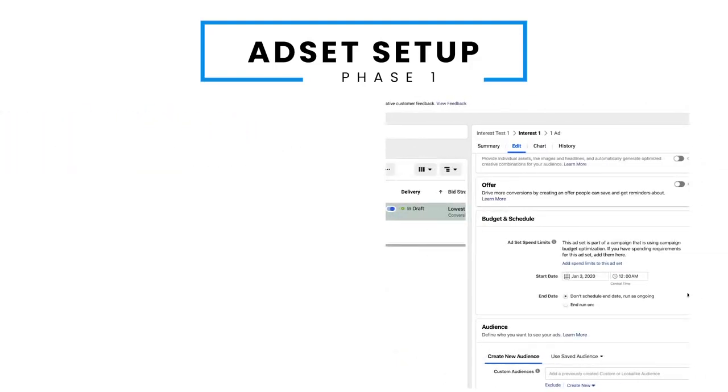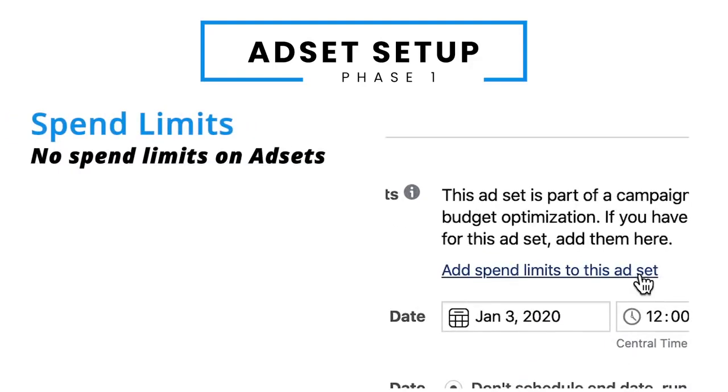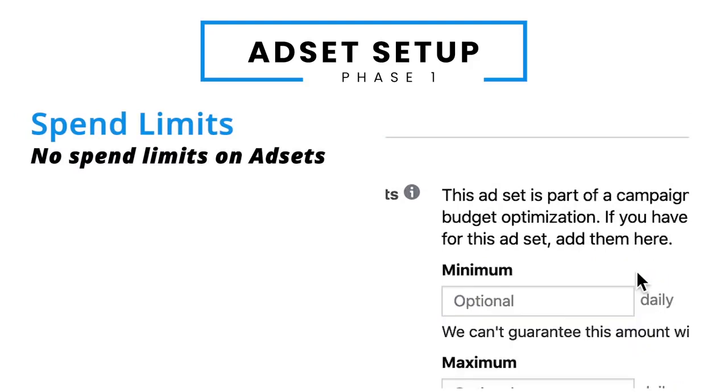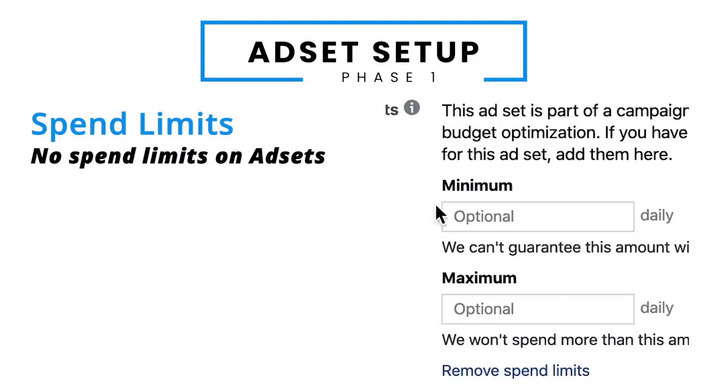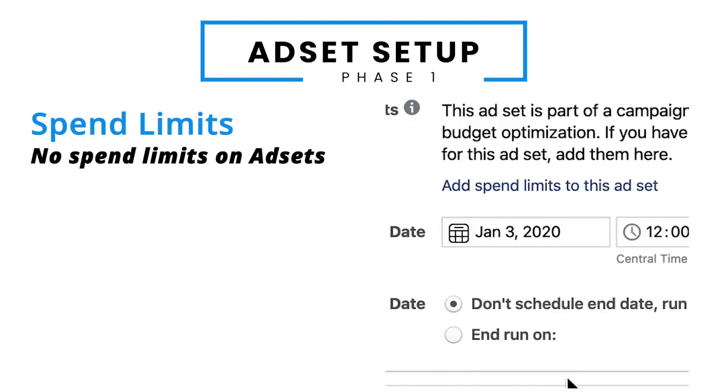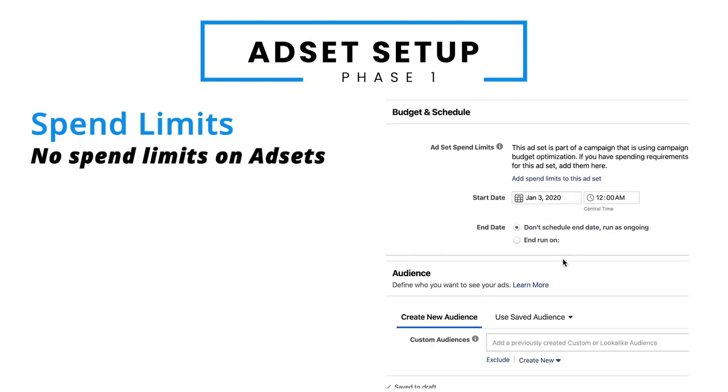If you have CBO turned on, you'll get an option to add spend limits to the ad set. This is where you can set a minimum or maximum daily spend for your ad set instead of giving Facebook full control over how much each ad set spends. In the past, we used to set a minimum spend rule, but we have since stopped setting any spend rules even during the testing phase. We have found that campaign budget optimization has gotten a lot better at allocating budgets across ad sets, so we recommend not setting any spend rules on your ad sets.